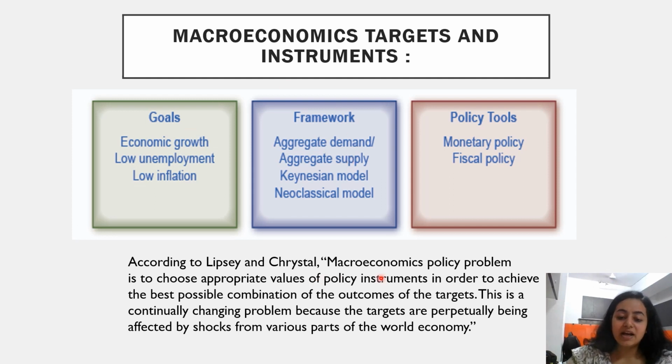So the macroeconomic policy problem is to choose appropriate values of policy instruments in order to achieve the best possible combination of outcomes or targets. So we have to use the best policies to achieve these goals or targets. This is a continually changing problem because the targets are perpetually being affected by shocks from various parts of the world economy. These targets are constantly changing, and therefore we have to change our policy or augment it to achieve these goals.